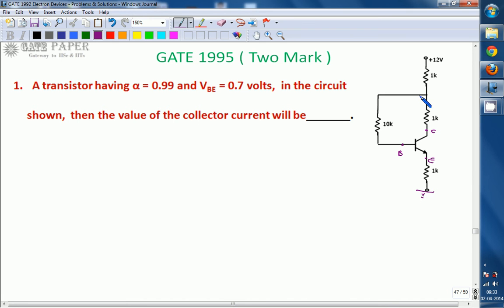The current flowing through the collector is IC. The current flowing through the base is IB, and in the emitter both the currents flow, that implies IE is equal to IC plus IB. So the current flowing through the emitter is IC plus IB, the current flowing through the 1 kilo ohm is IC, the current flowing through the 10 kilo ohms is IB, and in the 1 kilo ohm above, the current flowing is IC plus IB. Now we are going to calculate this IC value.